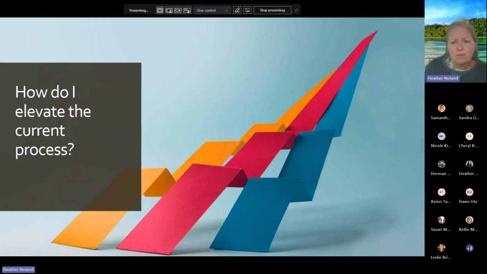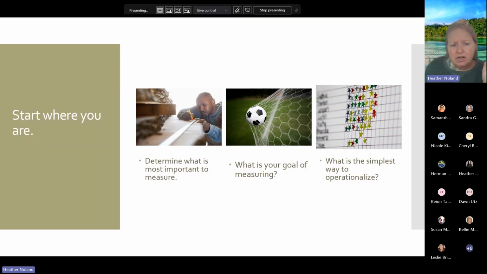So the question that I want to spend the last few minutes of our time talking about is, how can we elevate what we're currently doing? So again, if you're just starting out, start where you are. Whether you're looking at numbers or qualitative data, determine what's important, meeting with those key stakeholders. And then thinking more about, if I start to measure this, what am I hoping to understand? Am I hoping to understand that we've got more participation in simulation? Do I need to understand whether or not we're meeting the objectives? And what is the simplest way to operationalize?